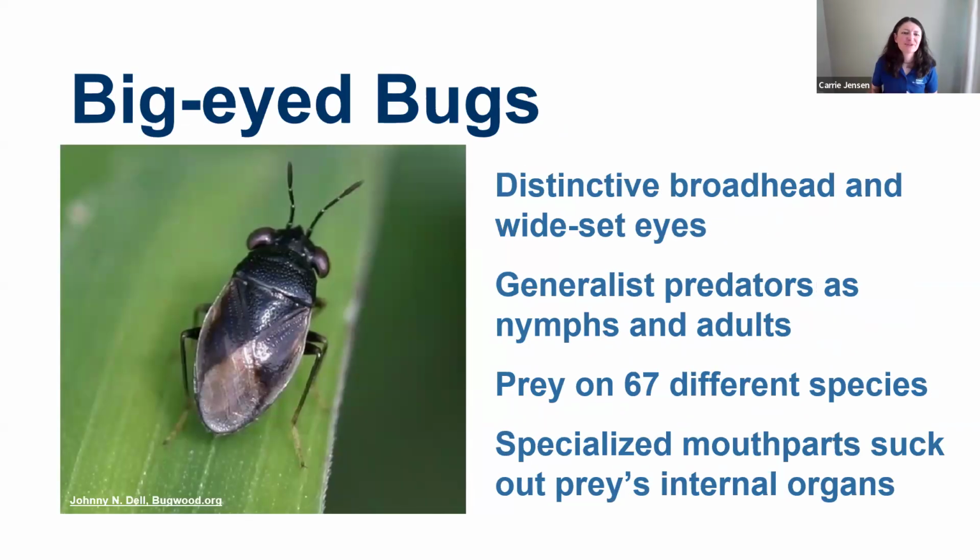Big-eyed bugs, I like these ones. They're kind of cool looking. They have that very distinct broad head and wide-set eyes. They're a generalist predator when they're in their nymph stage, so they don't go through complete metamorphosis. They're just the smaller ones that get bigger and bigger. But throughout those different molts, they eat all kinds of things. 67 different species, apparently. And they have special mouth parts that suck out their prey's internal organs. So, fun fact about that one.